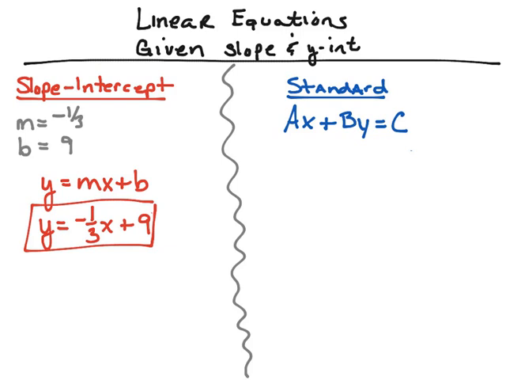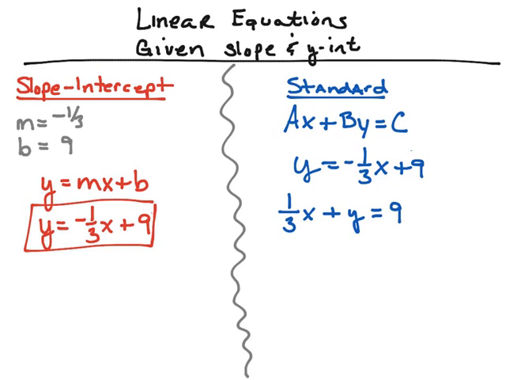Now what we're going to do is take that equation and convert it into our standard form. That's that ax plus by equals c. So let's go ahead and get started. First thing we're going to need to do is move our x to the left of the equation. So when I move that negative 1/3 x to the left, we're doing that by adding. So this is now going to become a positive 1/3 x. Still going to have the y, and it's still going to equal 9.